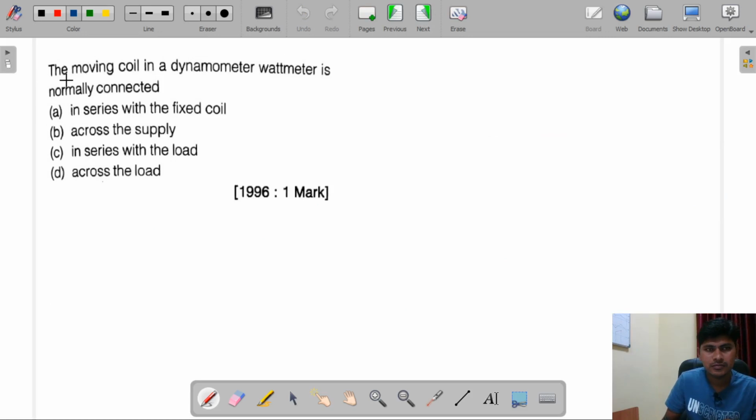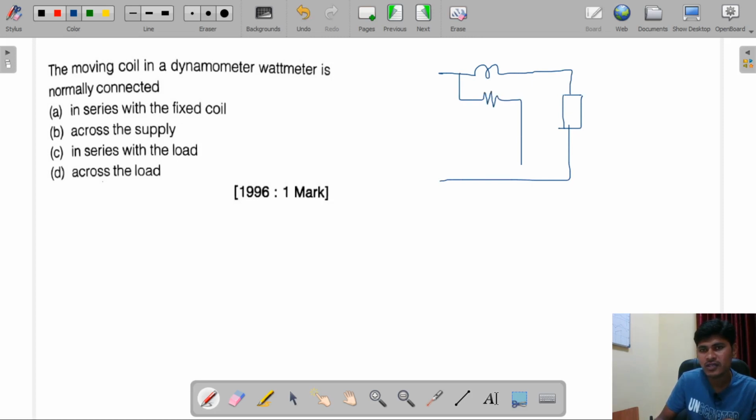Coming to the second problem. The moving coil in a dynamometer wattmeter is normally connected. You know, in dynamometer wattmeter, current coil is placed in series with the load, and pressure coil is connected across the supply like this, right? This is the supply voltage, phase neutral, applied across pressure coil.